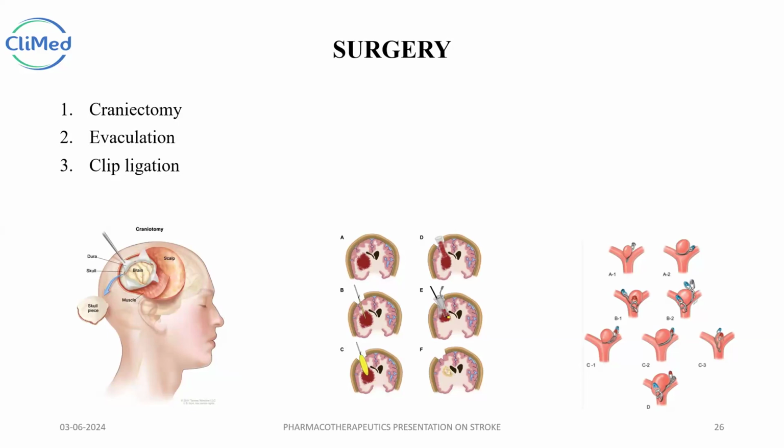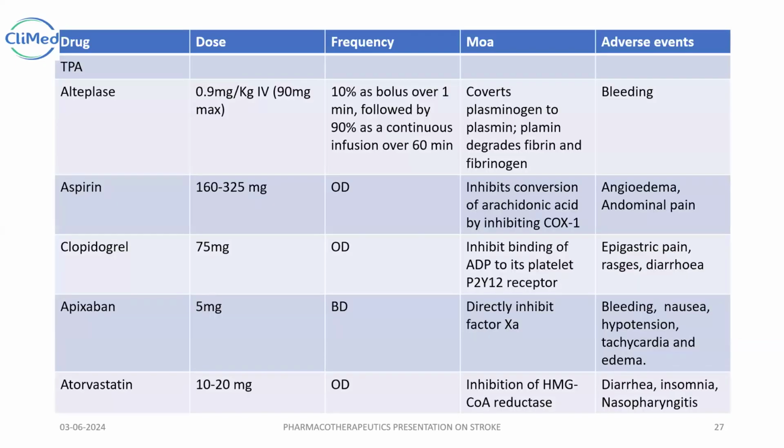In clip ligation, it is mainly performed in subarachnoid hemorrhage. The major thing that we have to consider while performing clip ligation is monitoring the blood pressure of the patient. We have to check that the blood pressure is normal. Why? Because if the blood pressure is not normal and we clip ligate that vessel, then there is a chance of bursting of the vessel due to high blood pressure. So the most important thing while performing clip ligation is to check the blood pressure. And if the blood pressure is high, we have to control it, and then only can we perform clip ligation, right? Next slide.